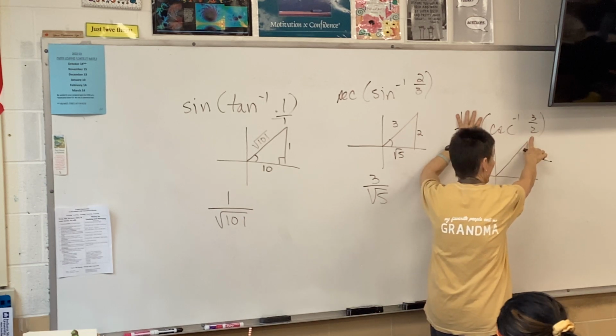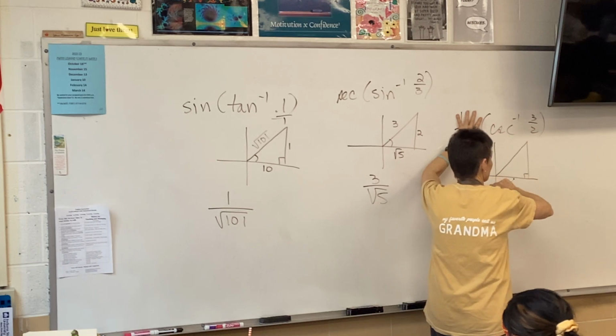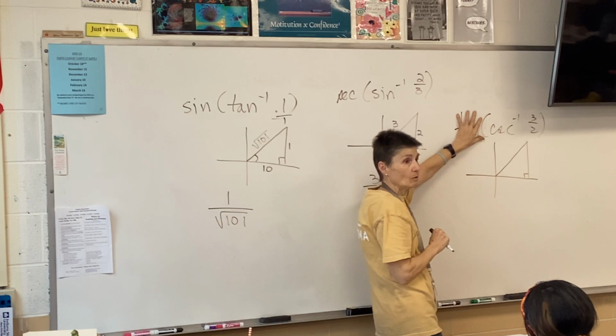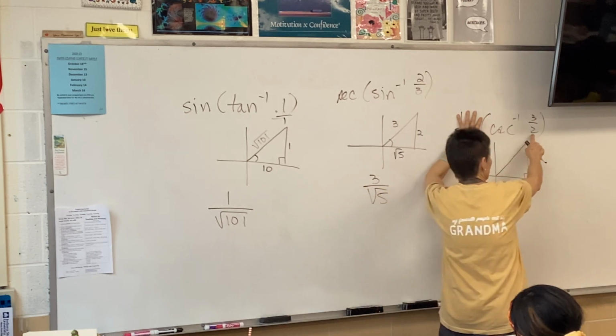Anytime this number is positive, it's in quadrant 1. You're always going to be in quadrant 1 if that number is positive. If you're finding an angle, it's going to be in quadrant 1 if you're given this positive.